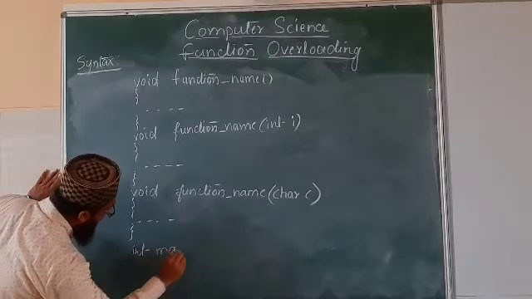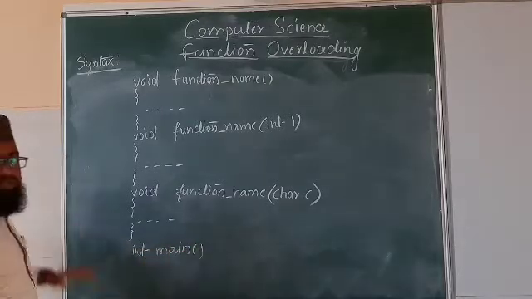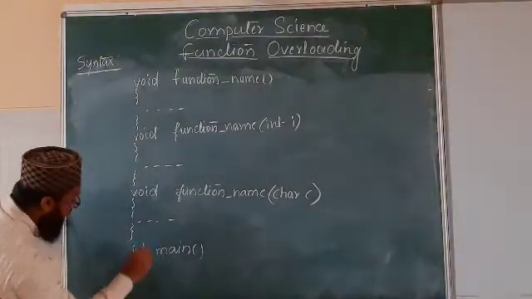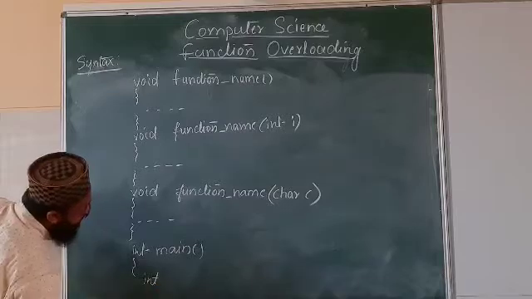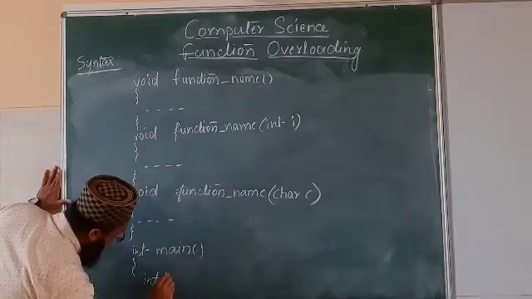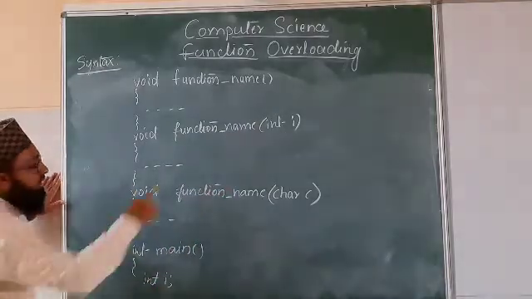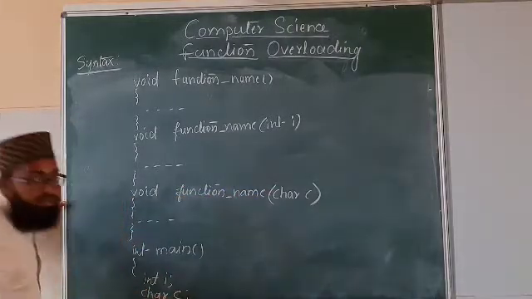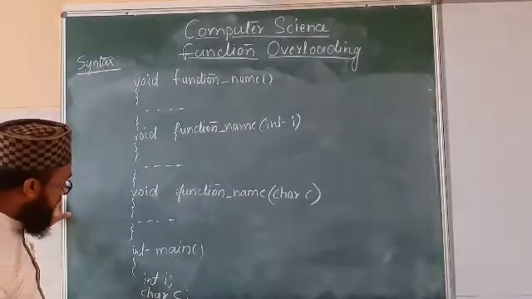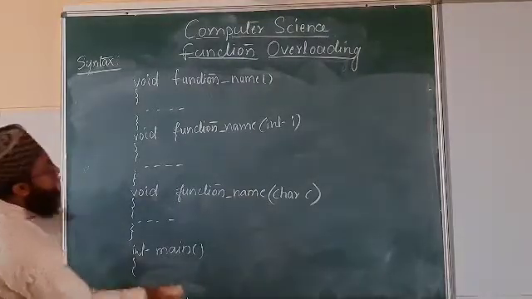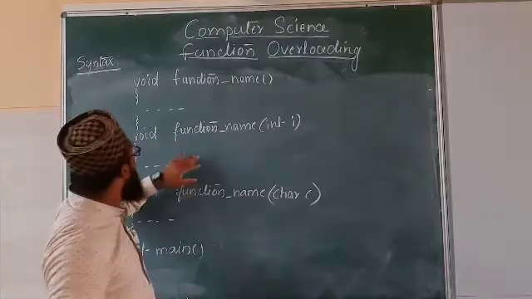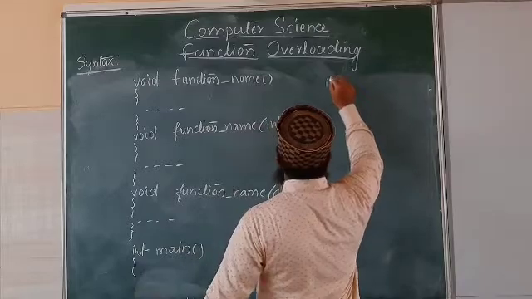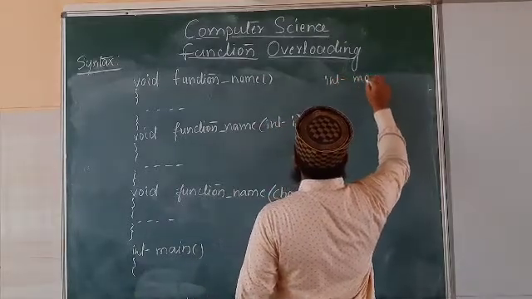Int main. One main function we need to write. Then we have to take the data, that is int I, and one more time char C. So I think you are not getting here. After the main function I will write this side: C, take main, int main, okay.